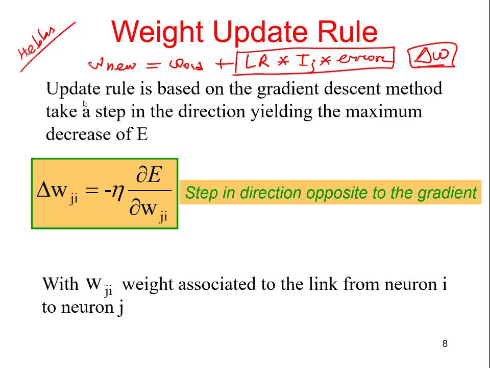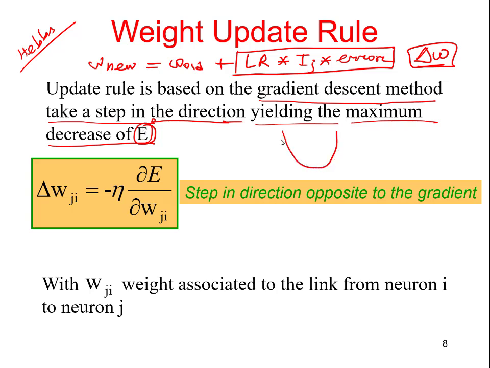The update rule is based on the gradient descent method: take a step in the direction yielding the maximum decrease of the loss function. That is, we decrease the error, like the graph goes this way. If you are in this position, the gradient will direct you to the next position, and you will move from this one until your direction becomes flat.